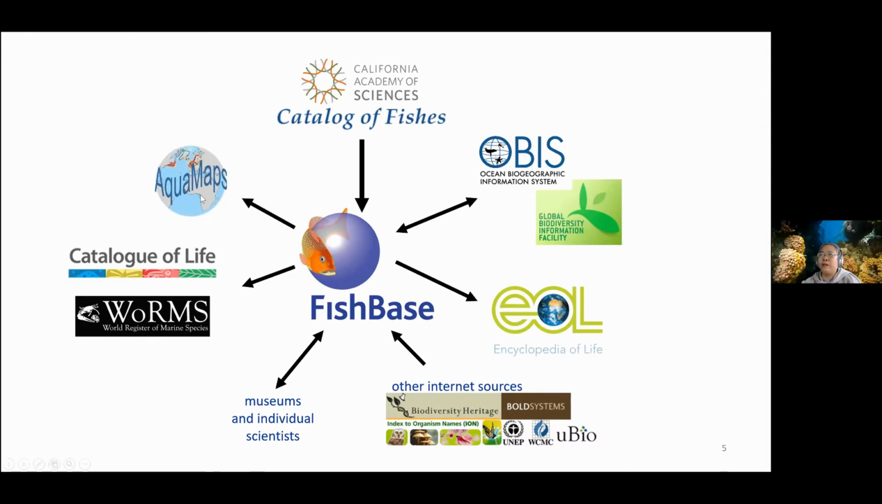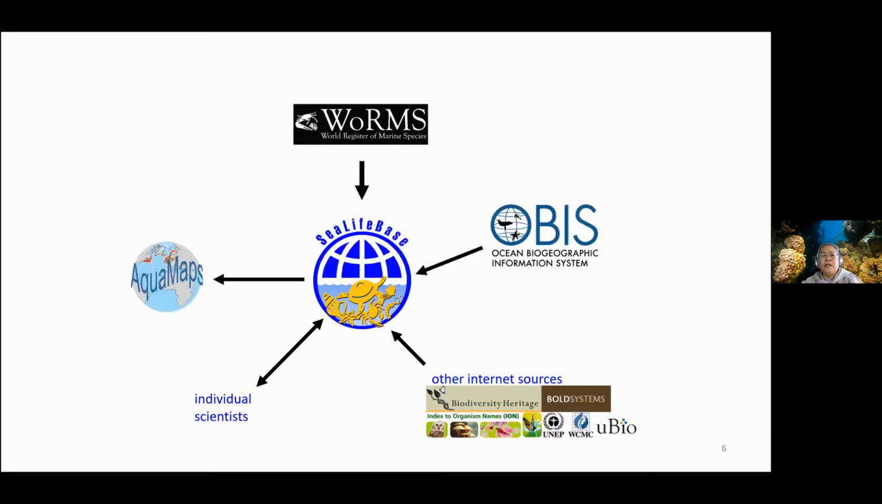So all of the records from FishBase go to AquaMaps. FishBase is the world expert on fish, as I have already mentioned, for the World Register of Marine Species, and provided data to the Encyclopedia of Life a while ago. There is direct communication with museums and individual scientists, of course, and of course, internet sources. SeaLifeBase is younger and has less of that, but it follows the same structure.